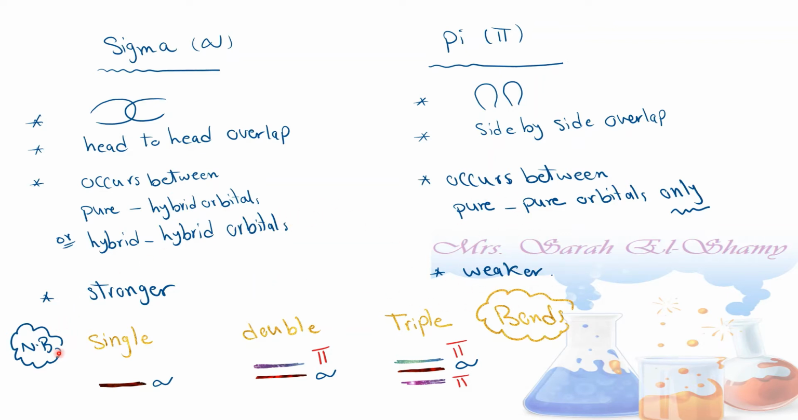Okay, don't forget that a single covalent bond only contains sigma, while a double covalent bond contains 1 sigma and 1 pi. Triple covalent bonds contain 1 sigma, which is the basic bond here, and 2 pi bonds. Okay.